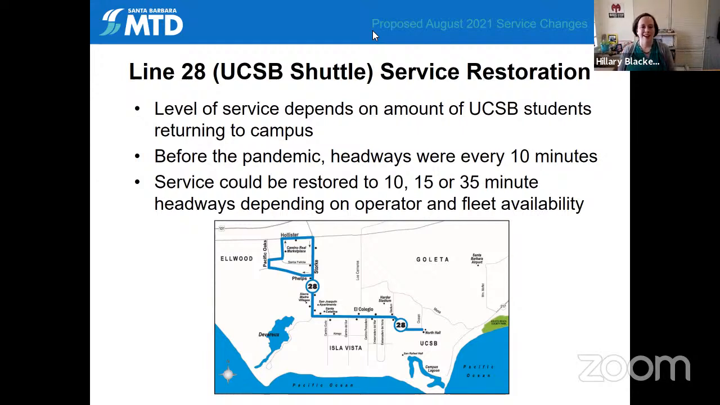We are looking at different ways we could restore this, possibly 10 minutes, but that takes a lot of buses and drivers. Probably more like every 15 to 18 minutes. And then 35-minute headways is also possible if you have one bus out there, again, depending on availability. The level of service also will depend on how many folks are living in those apartments out towards the end of Isla Vista, because those are our big ridership drivers for that line. So we're waiting to see a little bit to decide what level of service we're able to put out and we need to put out.